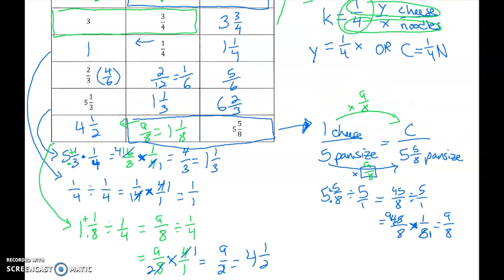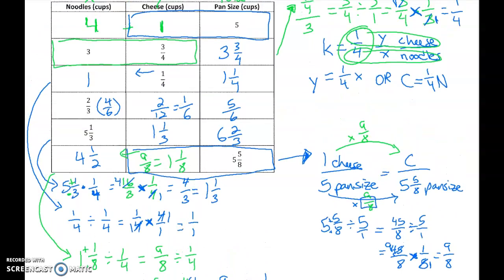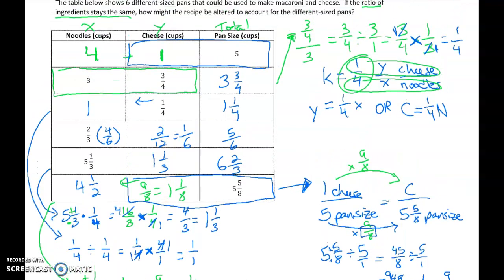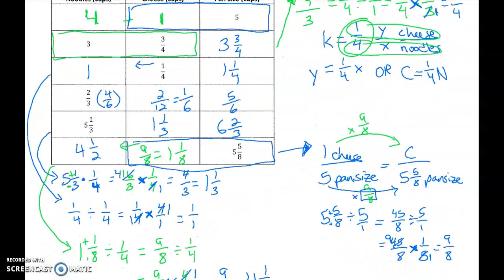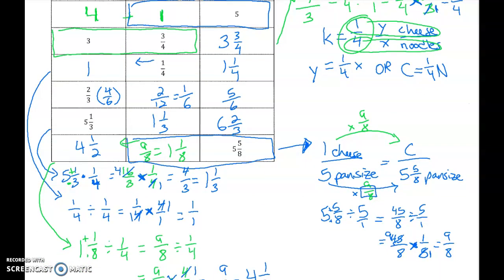All right, guys. The work on these, finding the constant, multiplying or dividing, and then adding to get the final column. Feel free to come back and watch these videos if you get stuck. But even though the numbers are different, the process is still the same.